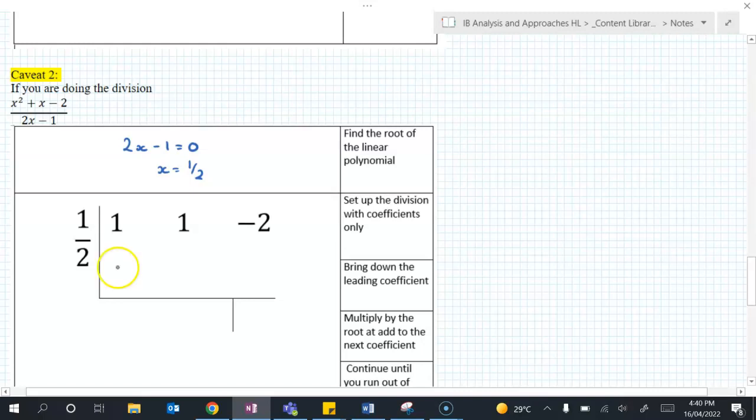And so then if I was to do this synthetically, I'd bring down the 1, multiply the 1 by 1/2, add that to the 1, so I'd get 1 1/2, which is 3 on 2, and then multiply that by 1/2, so I get 3 on 4, add that to the minus 2, and I think I get minus 5 on 4.